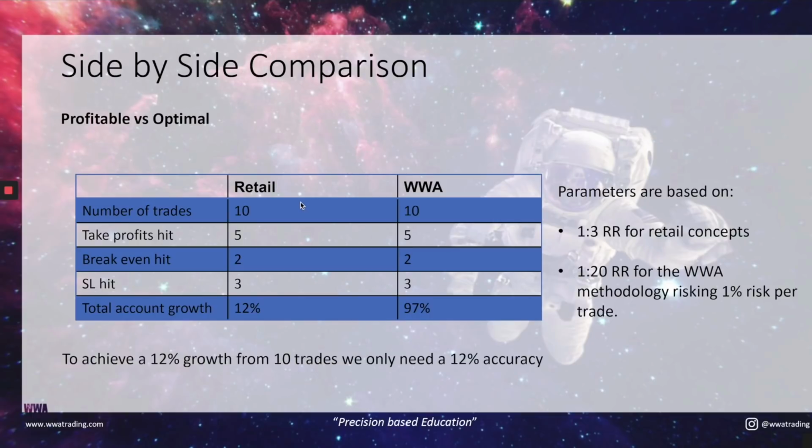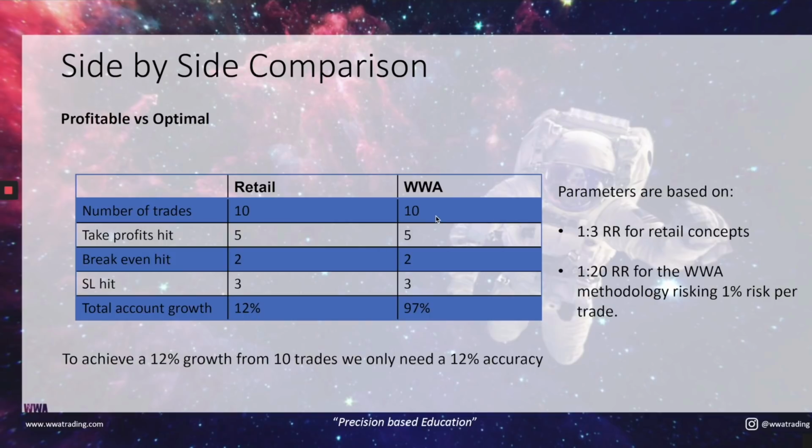So let's do a side-by-side comparison on what would be considered profitable versus optimal. Right now, if you are a retail trader and you are profitable, you might have something looking like this, where you take 10 trades, 5 of those trades hit profit, 2 of them maybe hit break even, and 3 of them hit stop loss. So if you were taking into factor an average risk to reward of 1 to 3, you would have about 12% growth.